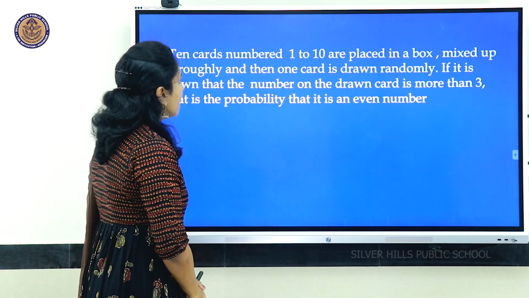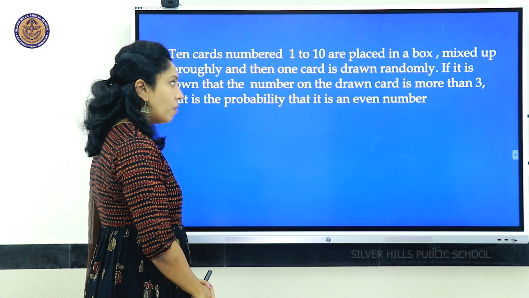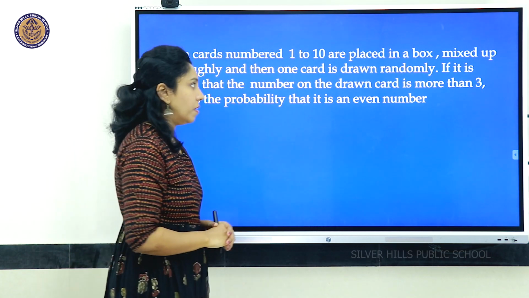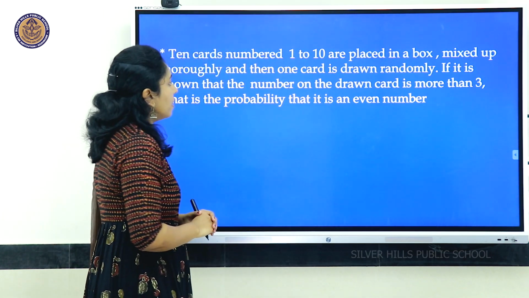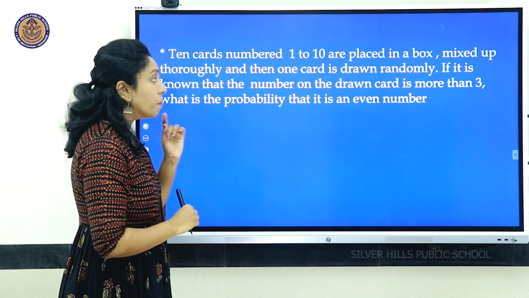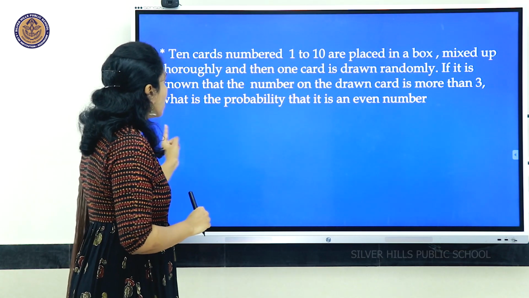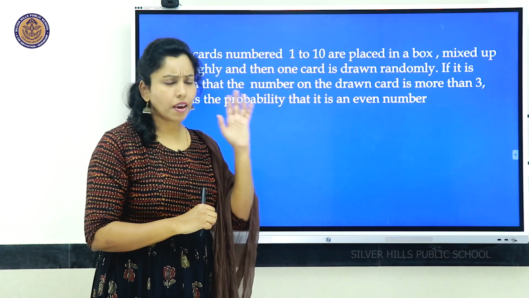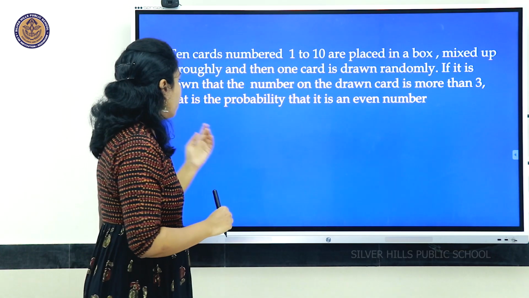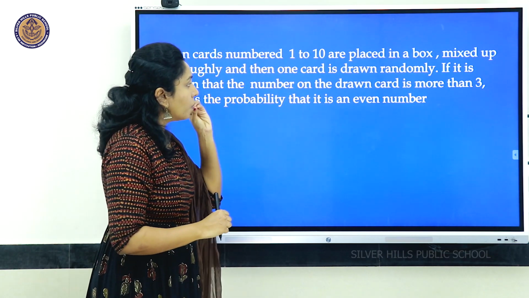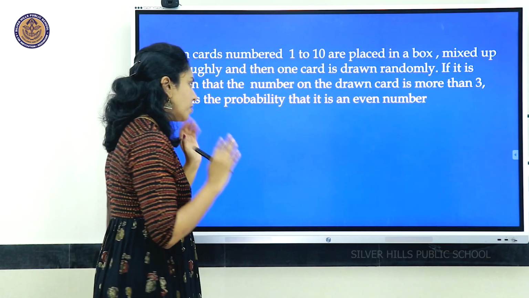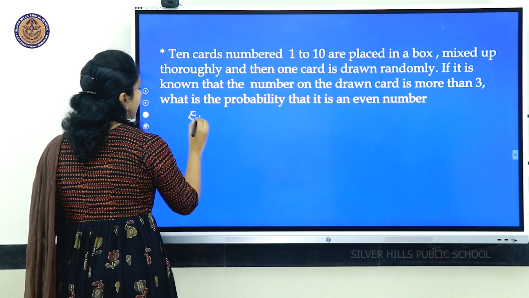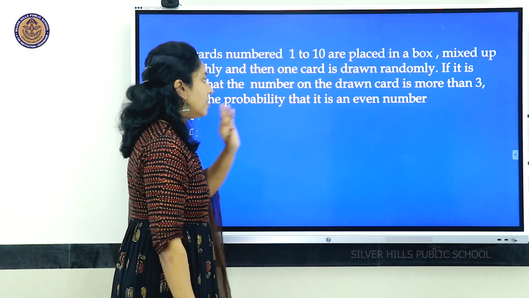Next one. 10 cards numbered 1 to 10 are placed in a box mixed up thoroughly and then one card is drawn randomly. If it is known that the number on the drawn card is more than 3, what is the probability that it is an even number? Again here one condition is given and we are going to find what is the probability that we get an even number. So, select one event E and select one event F. So, what is the event E? The probability of getting an even number.